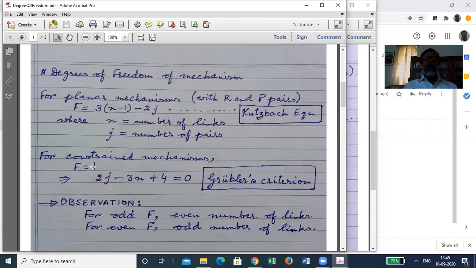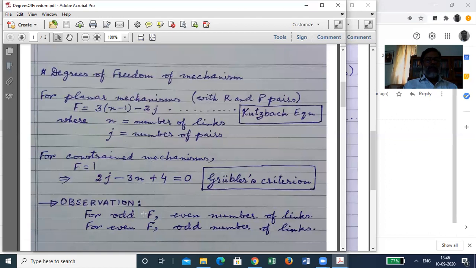Not only for constraint mechanism, for 3 degrees of freedom mechanism also you can say such a thing, because 3 is also odd. Okay. So for 3 here you will get 6 here. So for 2 degrees of freedom you will put 2 here, and therefore you will get 5 here. And in that case, this is even, this is odd, so 3n must be odd, and in that case n must be odd.